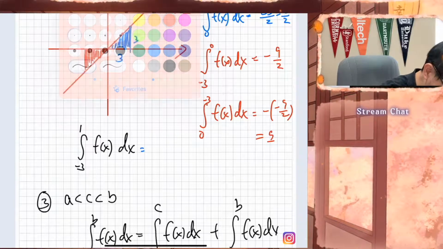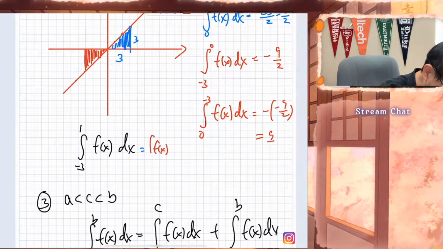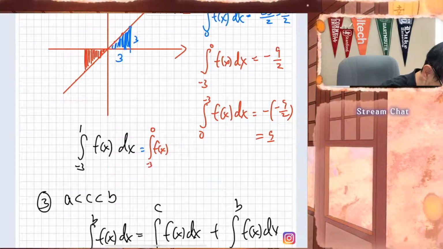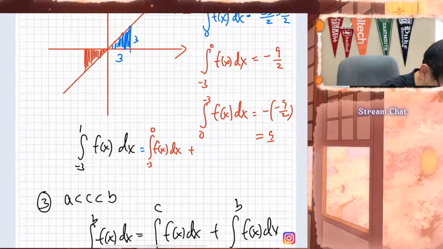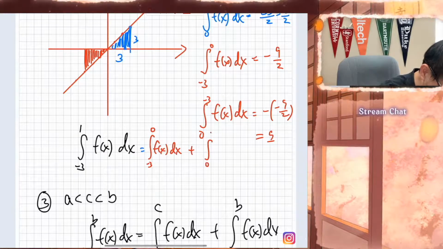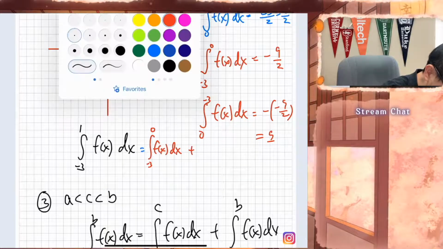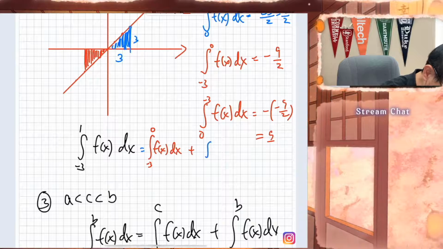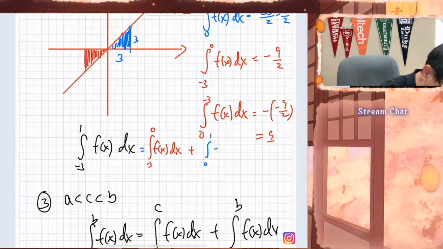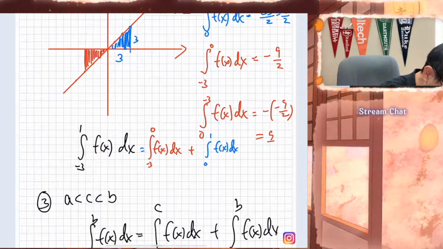I should use a red. So it'd be the integral of f of x from negative 3 to 0 dx plus what? Between 0 to 1, right? I should use a different color here. Plus the integral from 0 to 1 of f of x dx.